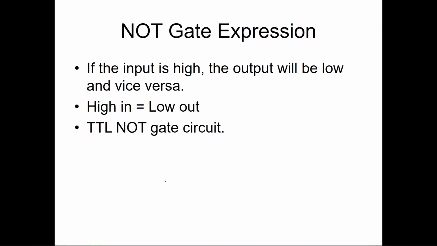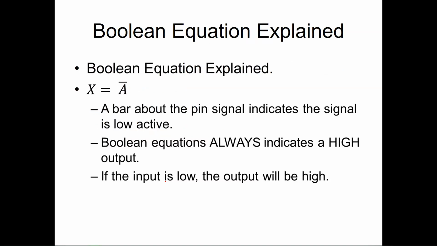So if you remember the word invert from DC, that's where you would have to take your number and turn it on its head, right? Same with inverters. You take your signal and you flip it over. So if you have a positive signal or a high signal, it becomes a low signal, and vice versa. For the Boolean equation, you have x is equal to A with a bar over it. This indicates the signal is low active. So the Boolean equations always indicate a high output. If the input is low, the output will be high.